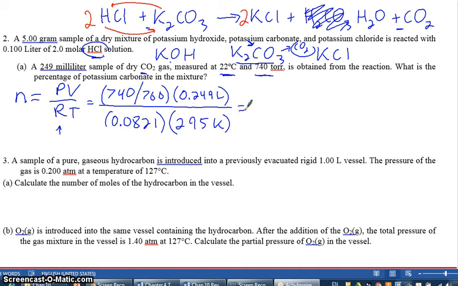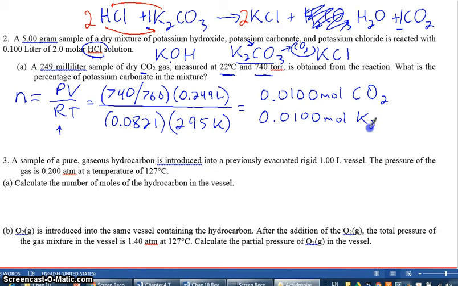Okay, if you plug this into your calculator, you should get a value of 0.0100 moles of CO2. Now, because the stoichiometry tells us it's a 1-to-1 mole ratio, that will actually be the same as our K2CO3. So you don't have to convert. You just say, well, we have 0.0100 moles of potassium carbonate. Now, in order to get the percentage of potassium carbonate, we'll have to convert this into grams. So let's do that, and then we'll just get the percent.